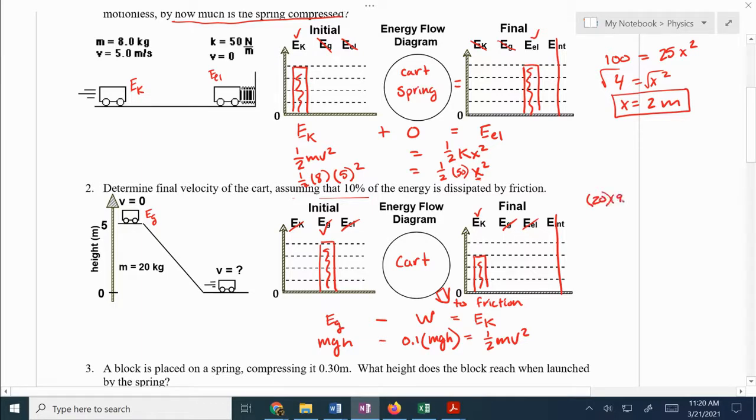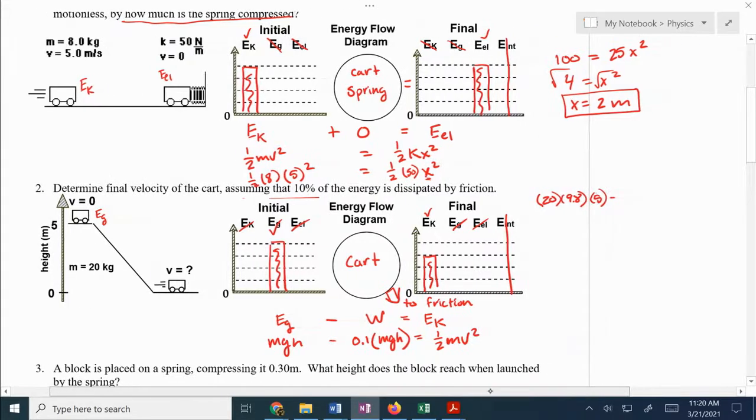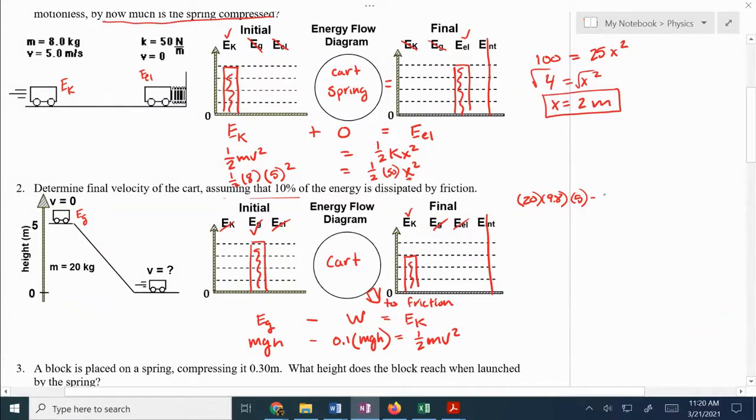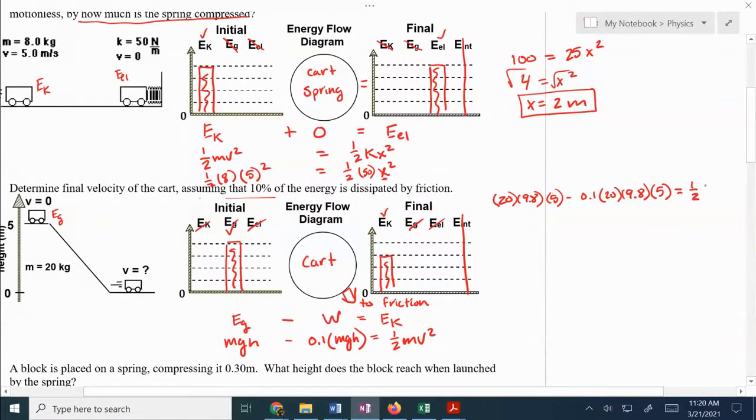Mass is 20 times 9.8 times your height of 5, minus, we'll just have to scoot this over here a little bit, minus 0.1 times all those same things, right? To find the 10% of the initial energy, it's going to be 0.1 times 1/2 times 20 again times v squared.